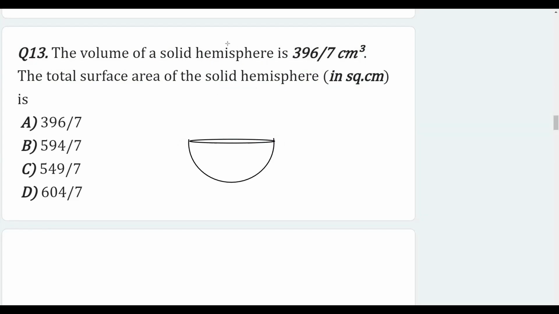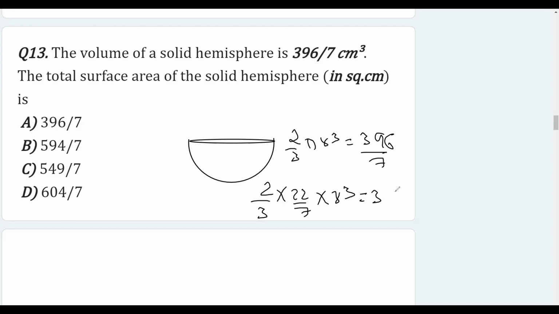What do we know? We know its volume. Volume is the quantity of matter, the space occupied. The formula for the volume of a hemisphere is 4 by 3 pi r cube. No, it's 2 by 3. For a hemisphere, it is 2 over 3 pi r cube, which is given as 396 over 7. Now we have to find its total surface area, so replacing pi with 22 upon 7 and transposing these values to the other side.